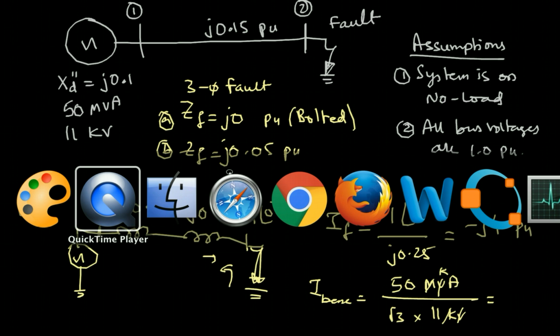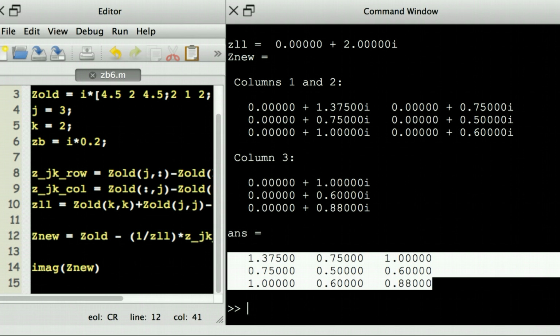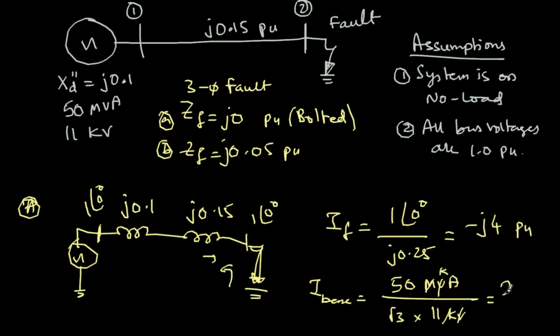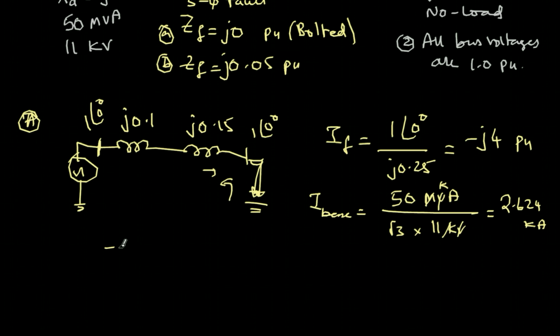So let me go to the calculator. So 50 divided by square root of 3, and again divided by 11. So 2.624 kiloamperes. Therefore the actual fault current will be equal to minus j4 into 2.624 kiloamperes.